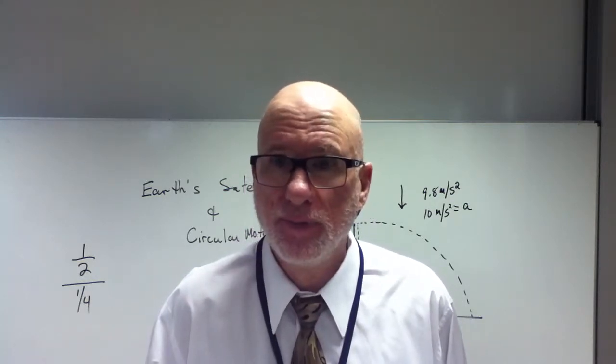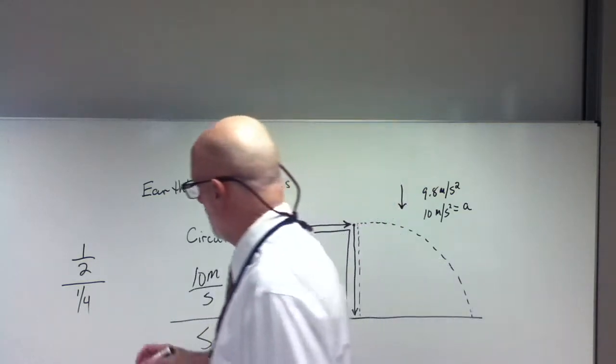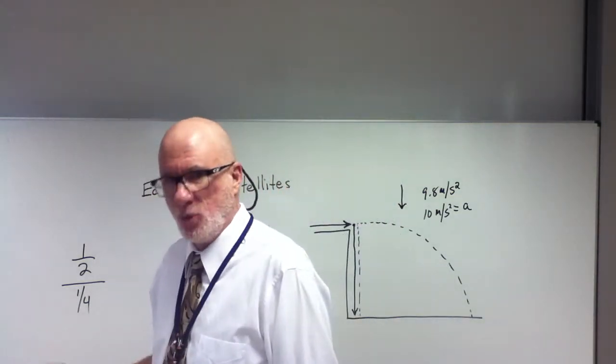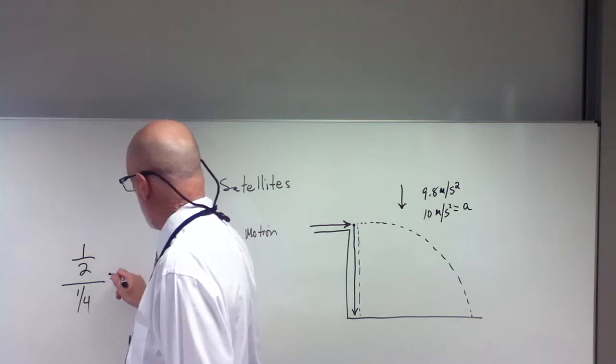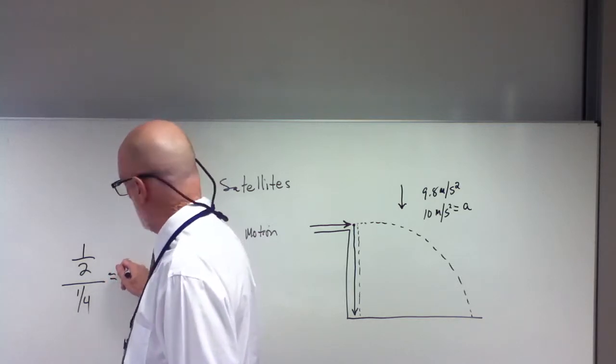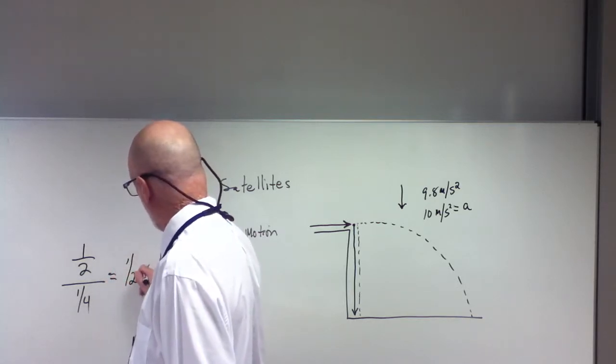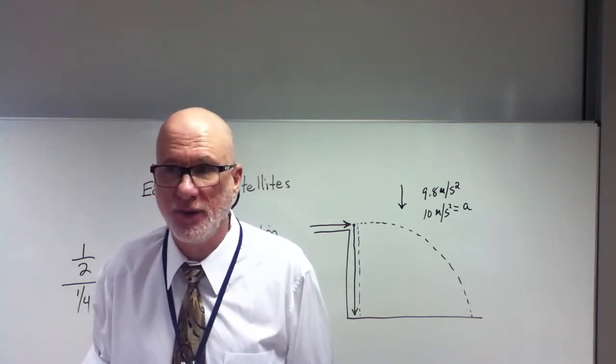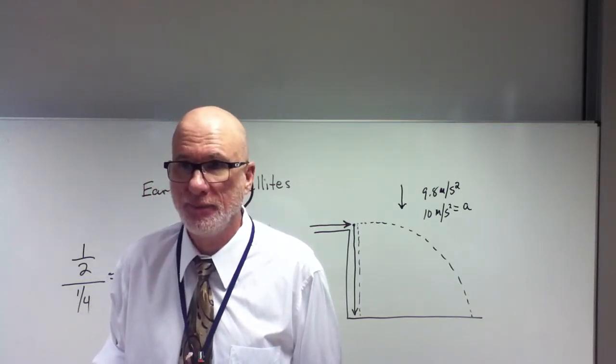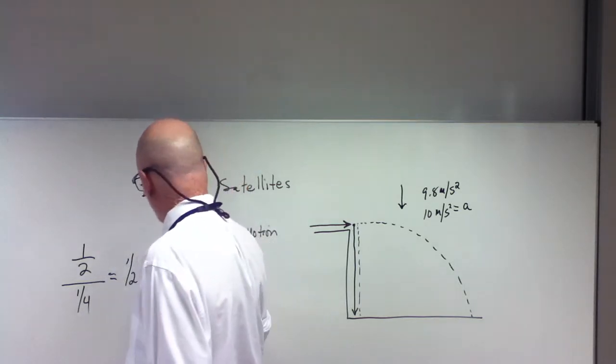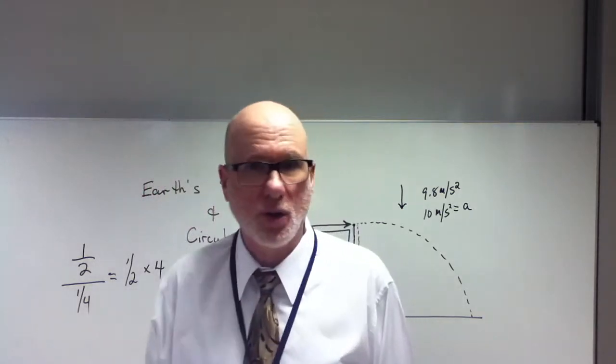Very good. Multiply by the reciprocal. So what you did was convert that and say it's going to be the same thing as 1/2 times the reciprocal of 1/4. What is that? 4. The reciprocal of 1/4 is 4.